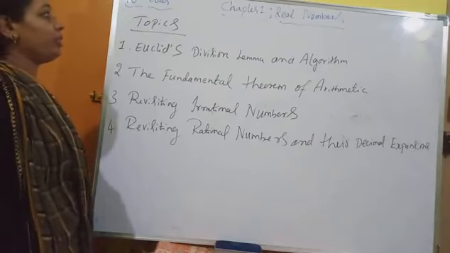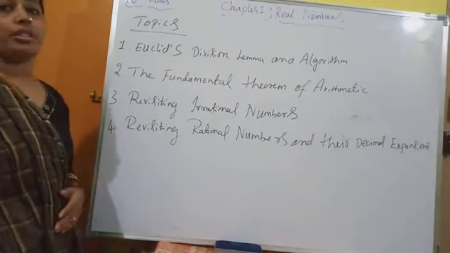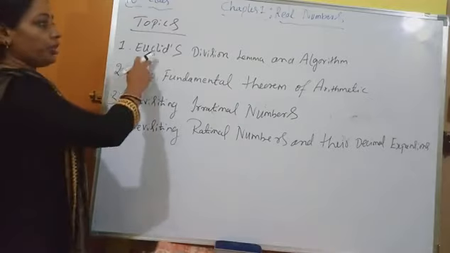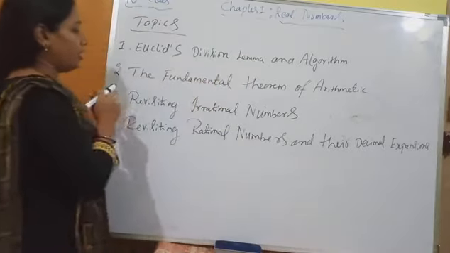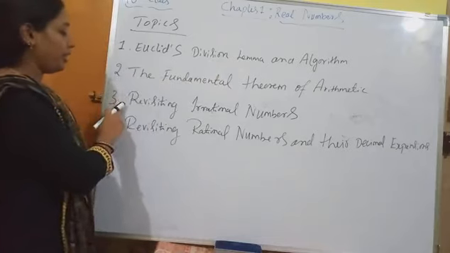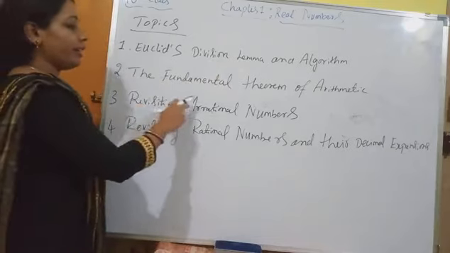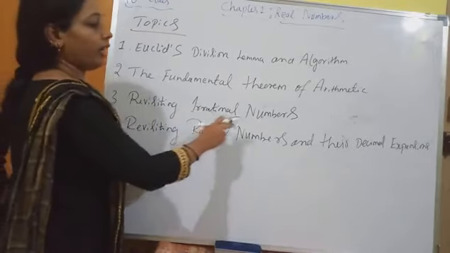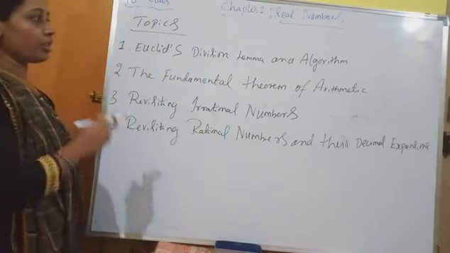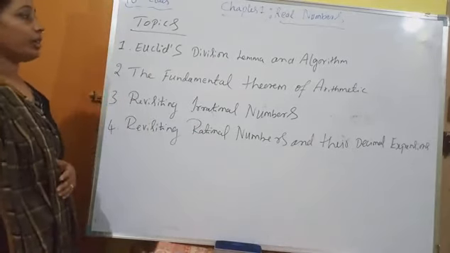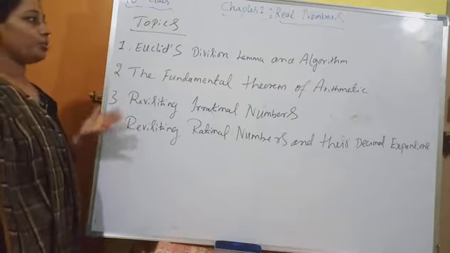So in the chapter real numbers, mainly we are going to discuss about 4 topics. Topic 1. What is the topic 1? Euclid's division lemma and algorithm. Second topic, the fundamental theorem of arithmetic. Topic 3, revisiting rational numbers. Revisiting rational numbers and their decimal expansion. Totally we have 4 subtopics in real numbers chapter. So we will discuss one by one.